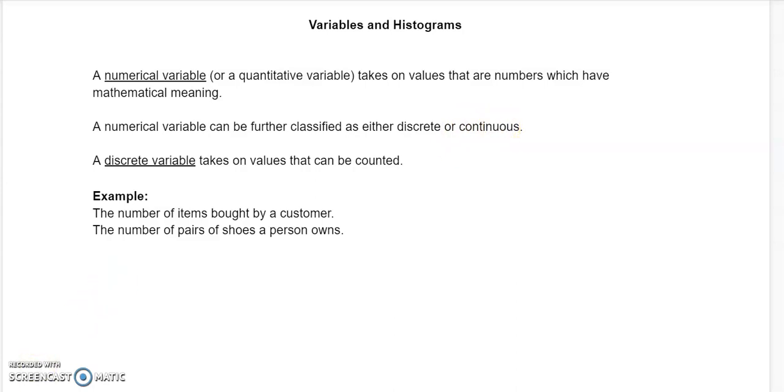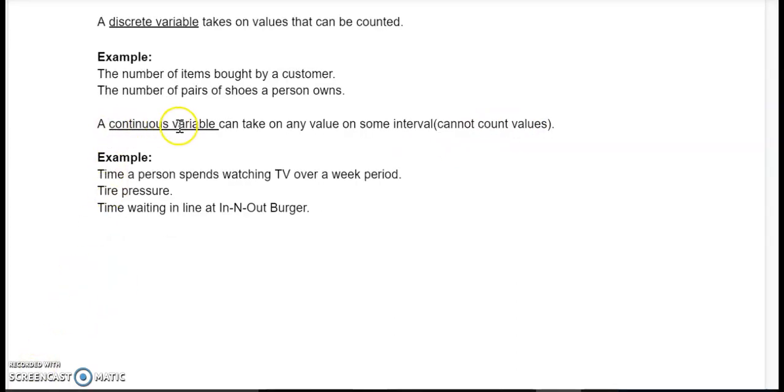Okay, so continuous variables. A continuous variable can take on any value in some interval, so you cannot count the values. This is a bit trickier, this one. So here's some examples. Time a person spends watching TV over a one week period. Whenever time's involved, that's usually an indication that it will be continuous, because you can't count it exactly. You can break it up into 1 second increments, I guess, but time is actually continuous.